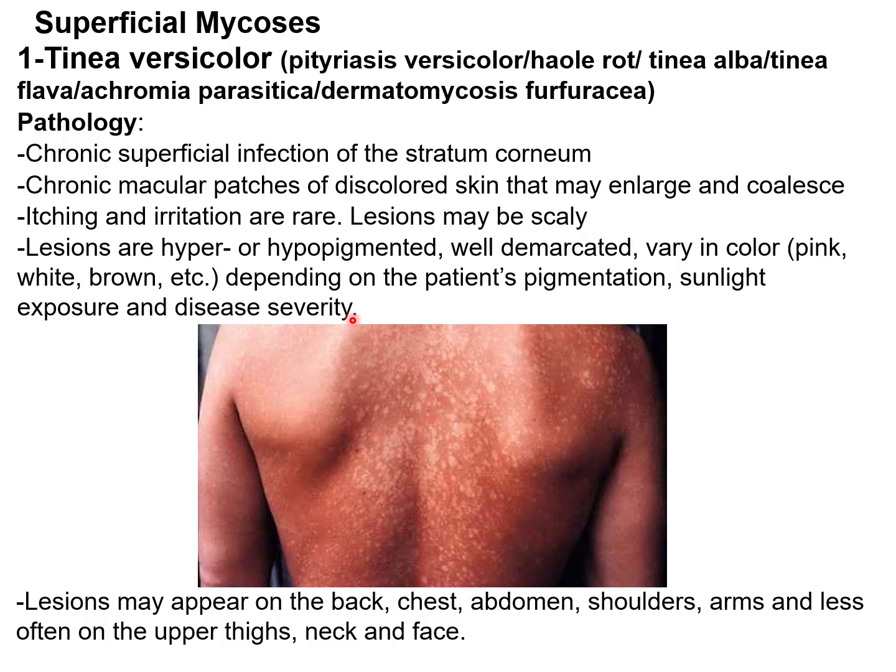Now, where do we see these lesions? In adults, you mostly see it on the trunk region, as well as the shoulders and the arms, and you less often see it on the upper thighs, neck, and face. However, this is not very true in children. In children, the face is more commonly seen to have these lesions than in adults.